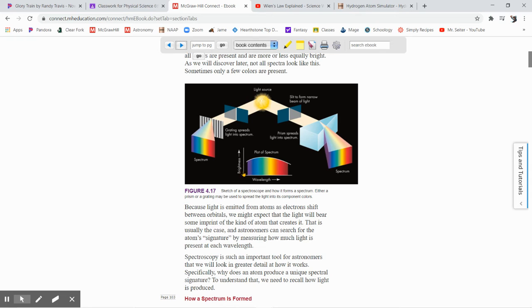All right, and here's the plot of a spectrum. Brightness is this way, and wavelength. The larger the wavelength, remember, it's red. Shorter wavelengths are purple.